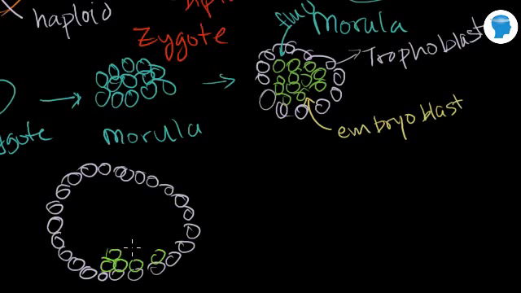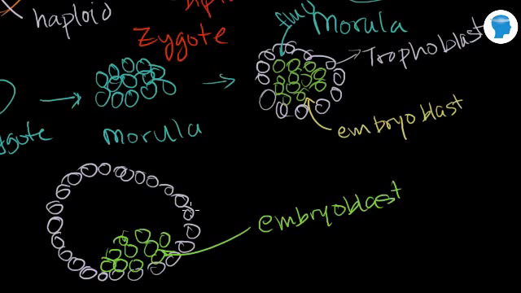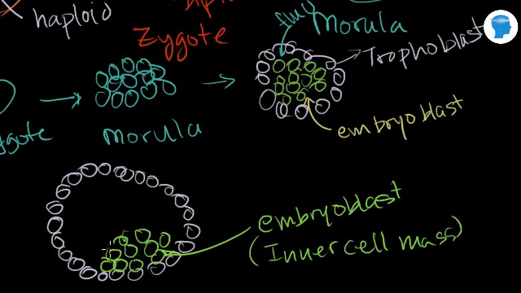Sometimes the embryoblast, so this is the embryoblast, sometimes it's also called the inner cell mass. So let me write that. Inner cell mass. And this is what's going to turn into the organism.